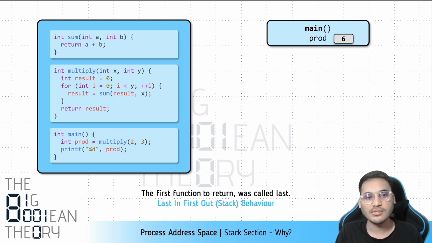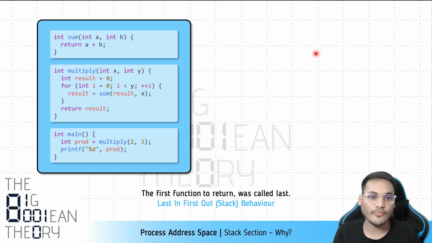So now main returns, and thus the execution of the program is finished. So we saw that the first function that was called was main. It returned last. At any point in time, if you see the execution of the function, whatever is the sequence of the function calls, whichever function is returning in that chain, in that sequence of functions, it was called last.